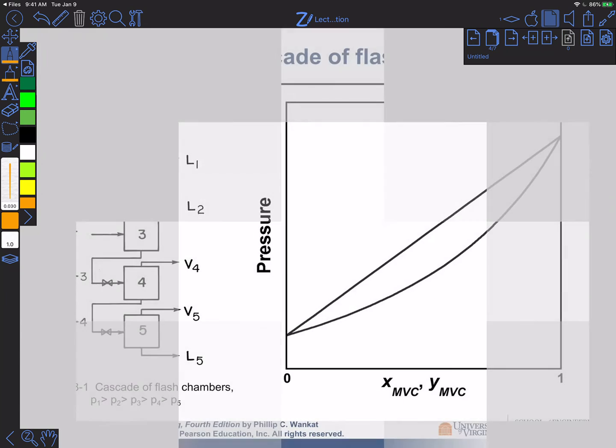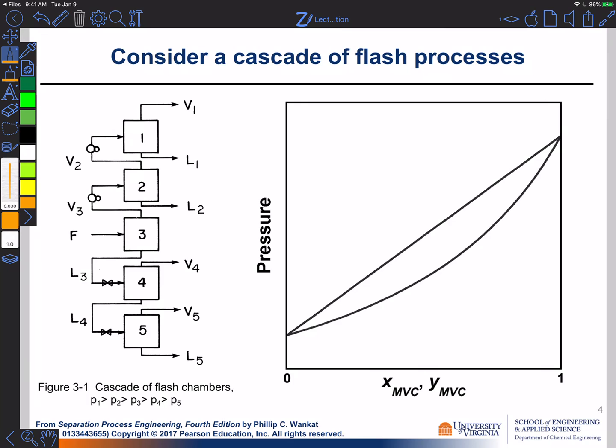So perhaps the next logical thing to think about doing would be to set up a cascade of flash processes. Here we're looking at a situation where we can take this initial flash process, where we're feeding things in here, and then we can think about doing additional flash processes on either side of things. As we bring that liquid feed into the box labeled 3 here, we go through the flash process.